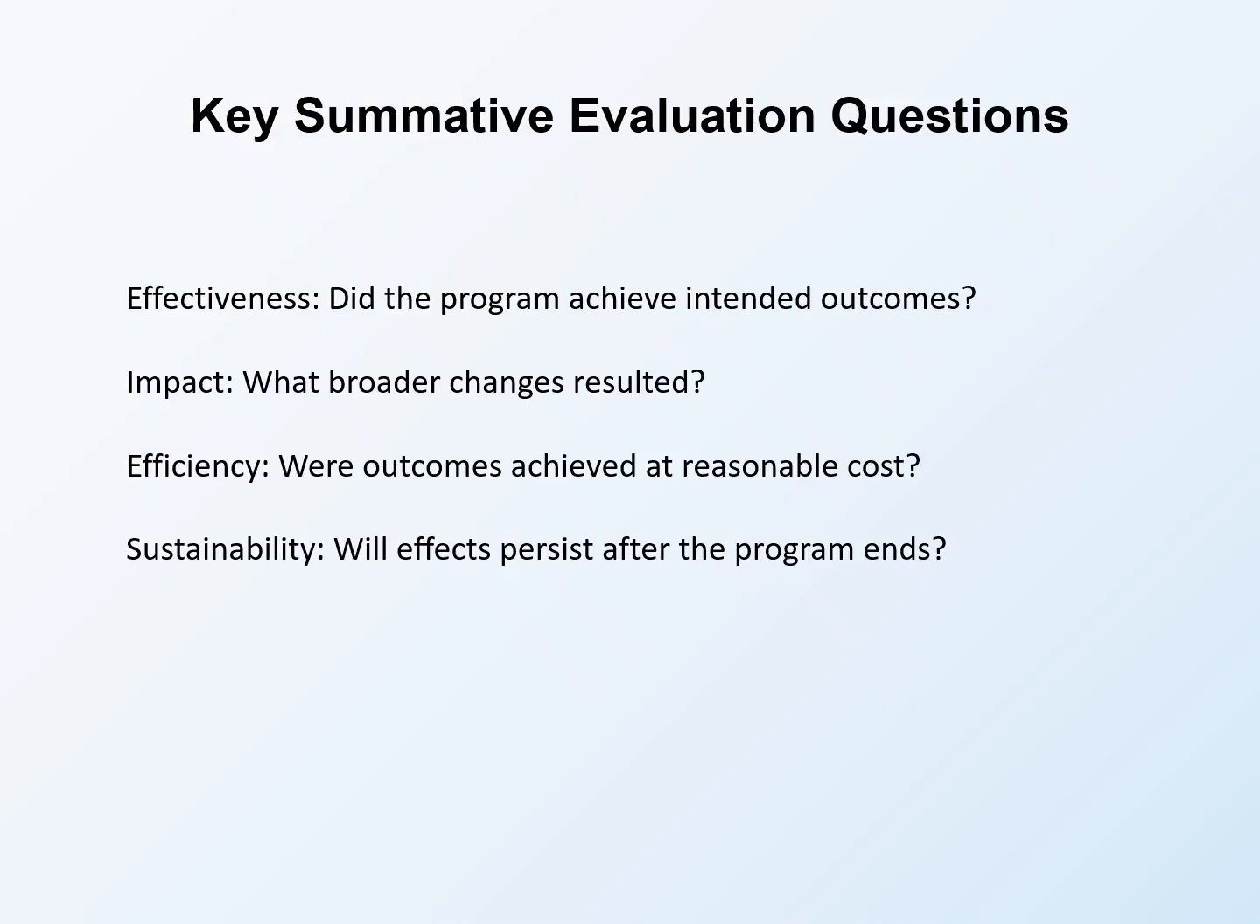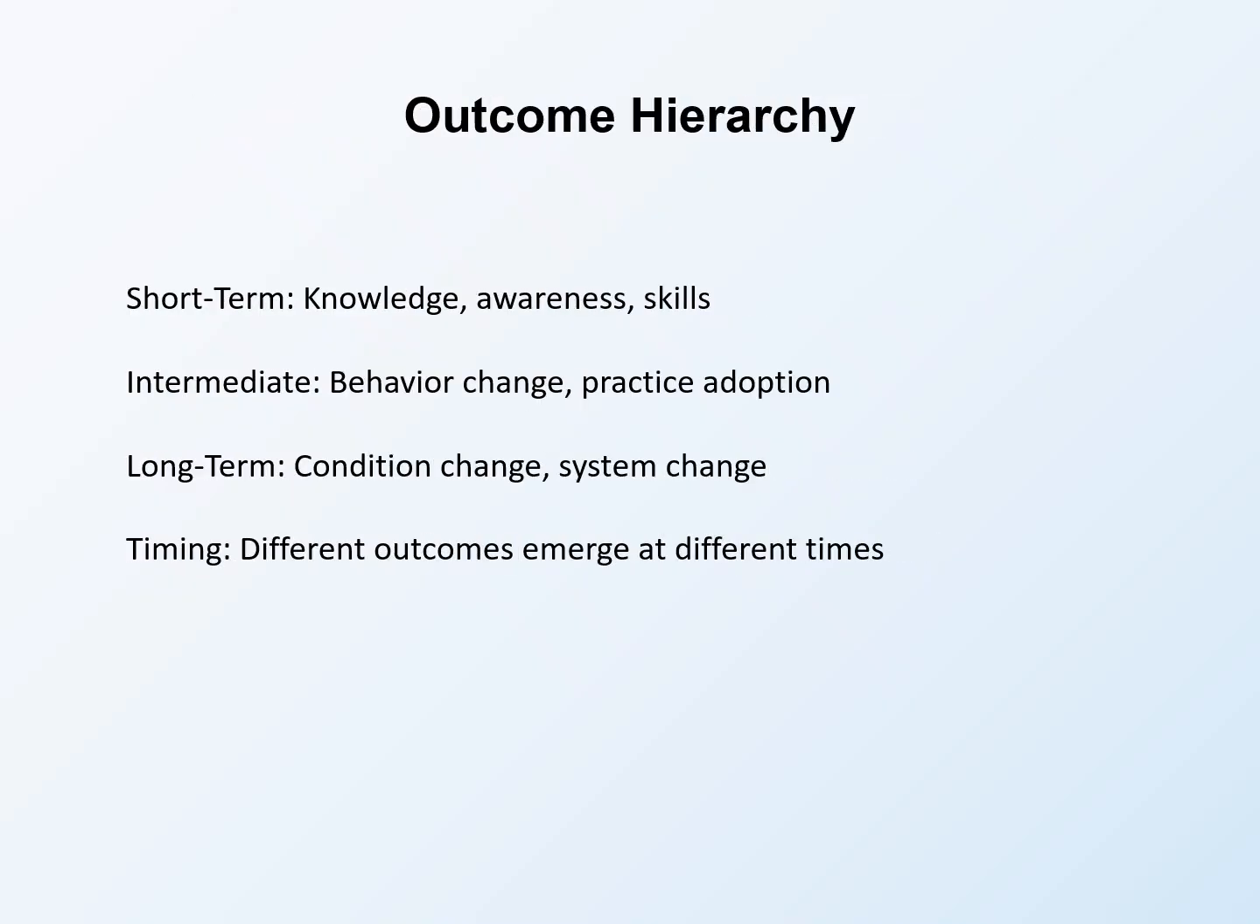Efficiency asks whether outcomes were achieved at reasonable cost. What was the cost per outcome? Could the same results be achieved more economically? Value for money matters. Sustainability asks whether effects will persist after the program ends. Do changes last? Will benefits continue? Sustainability indicates durable impact. Sample size determination requires balancing statistical considerations with practical constraints.